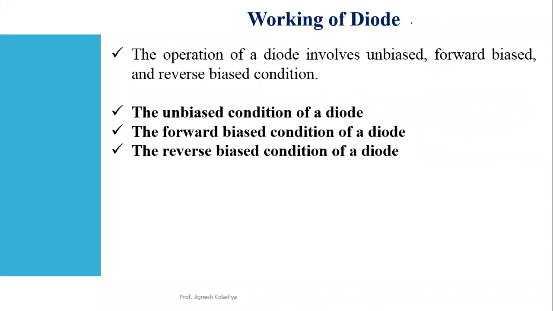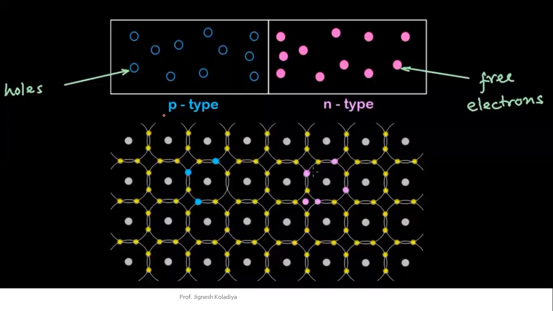Now, working of diode. The operation of diode is divided into three modes: unbiased condition, forward bias condition, and reverse bias condition. So let us see first of all unbiased. From this figure you can understand the movement of electrons. Right now you can see this is our p-type and n-type region.